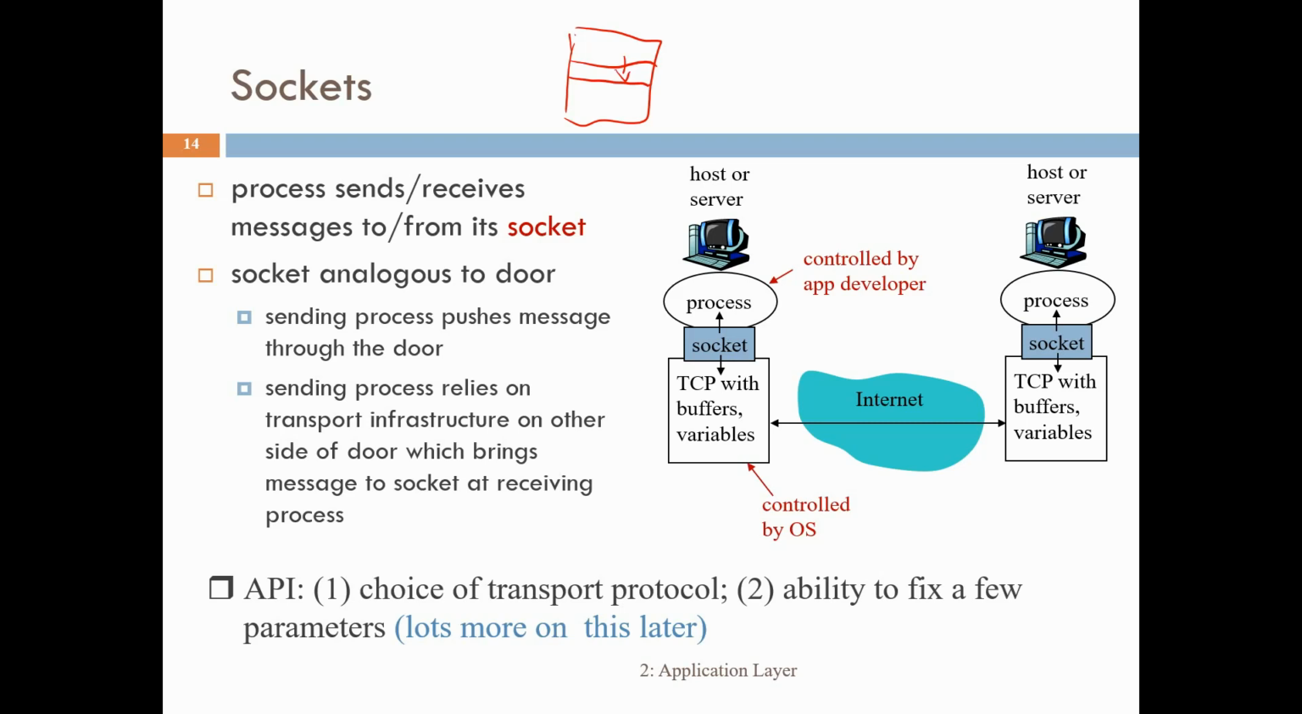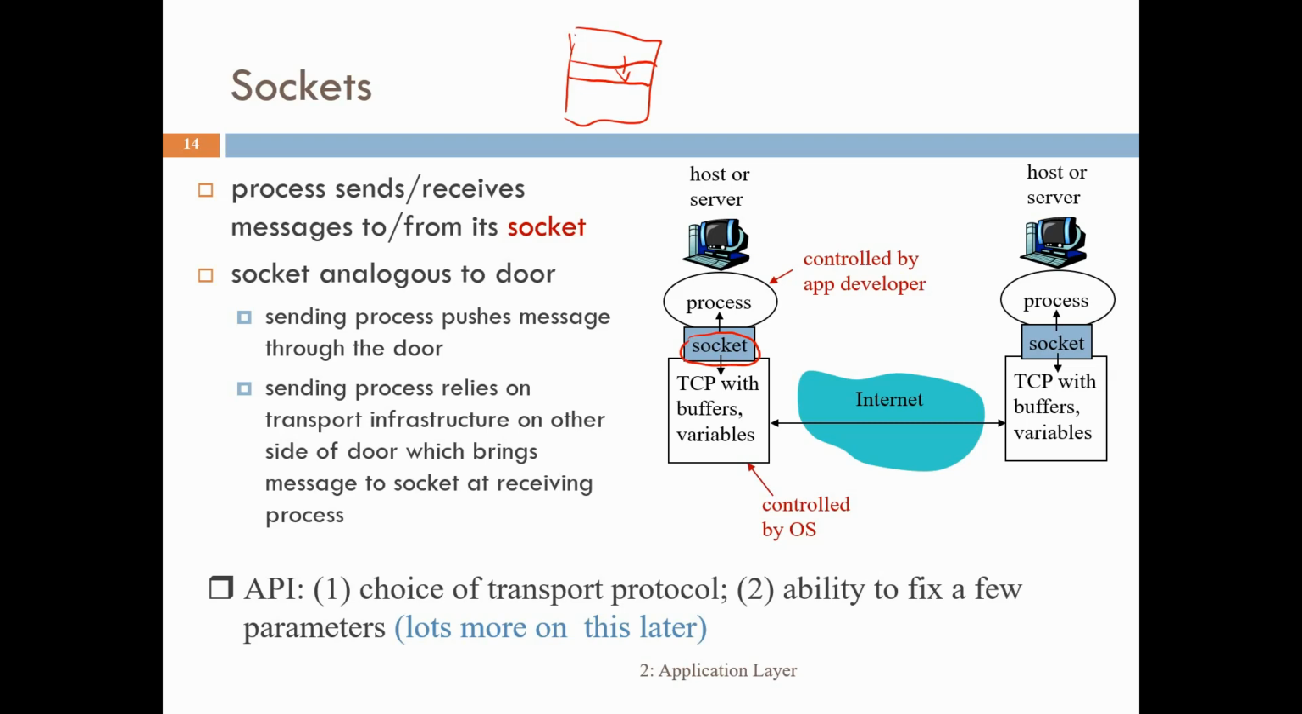Okay, so how does the application layer give its data to the transport layer? The answer is they need an interface between them, and the interface is called a socket, also called an API, or application programming interface. That's something that you probably have heard before. The socket, or the API, is nothing but an interface between the application layer and the transport layer.